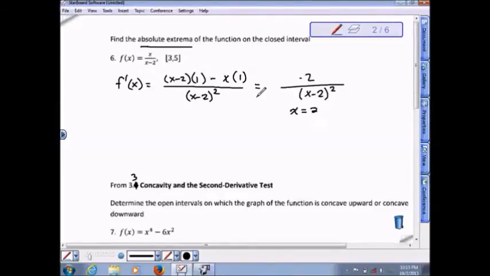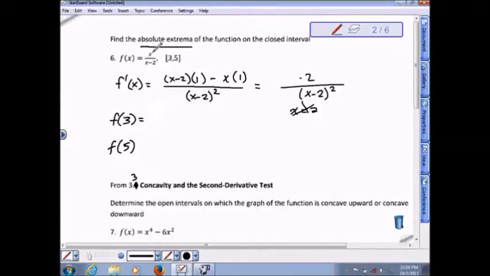Okay? But we have to consider the interval on which we want to find extreme values. The critical value does not lie within the interval 3 to 5. So we're not going to consider it as a possibility as giving an extreme value. All that leaves are the two endpoints. So 3 and 5, one of them is going to yield an absolute minimum, and the other will yield an absolute maximum. We just have to evaluate them in the original function to see which one has the highest value.